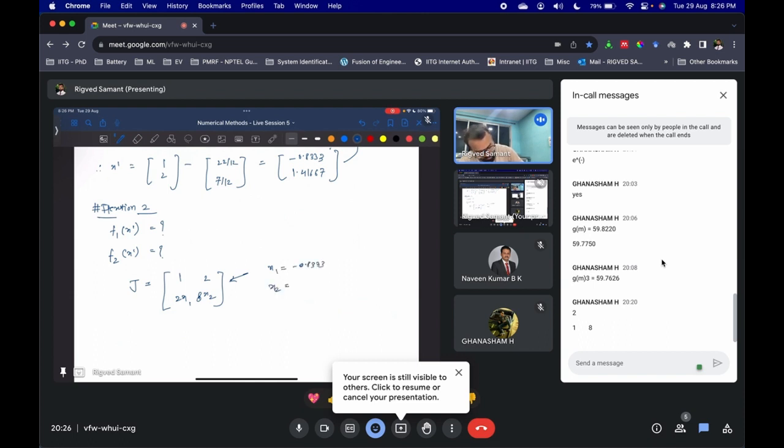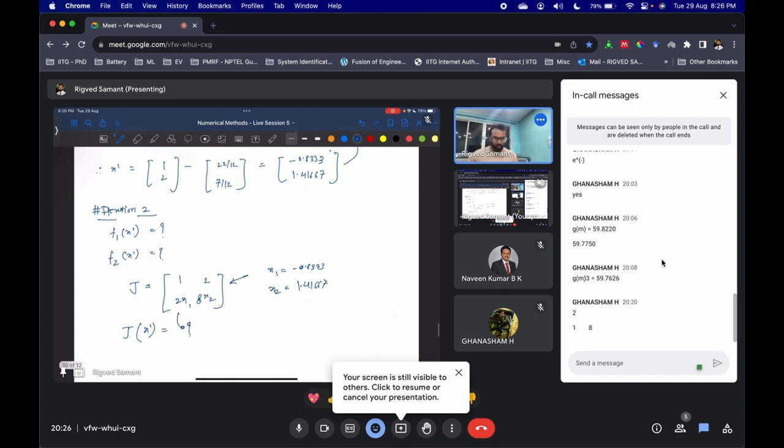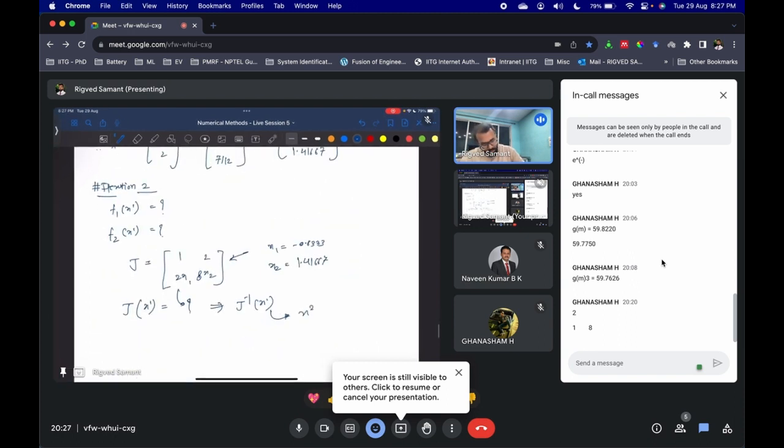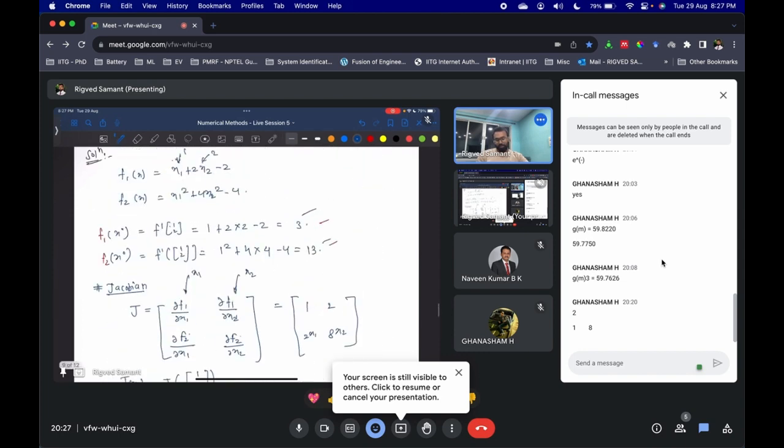And x2 is equal to this 1.41667. This you will get x1, you will get the value from here, and again you will take its J inverse of x1, and after that you will get in the final equation, this equation: x2 would be x1 minus J inverse x1 into f of x1. Okay, so this you will iterate again and again. Only thing is, function values you have to calculate.